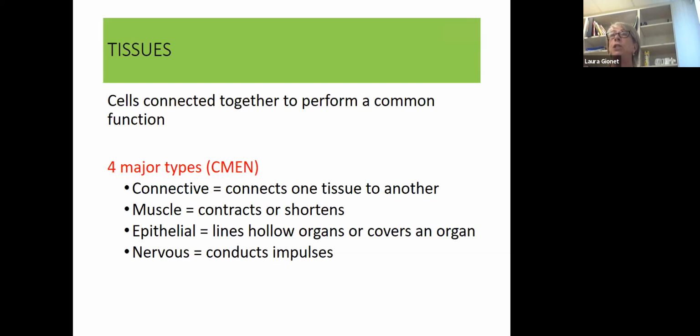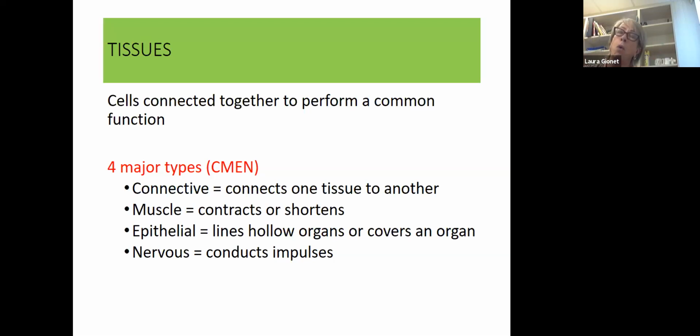So connective tissues connect one tissue to another. Connective tissues are often found on the outside of organs as well. Muscle tissue is designed to shorten and lengthen. We have only three types of muscle tissue: smooth muscle, skeletal muscle, and cardiac muscle. But their only job is to shorten and lengthen, contract and relax, contract and relax.